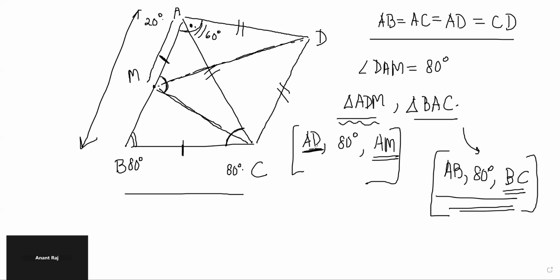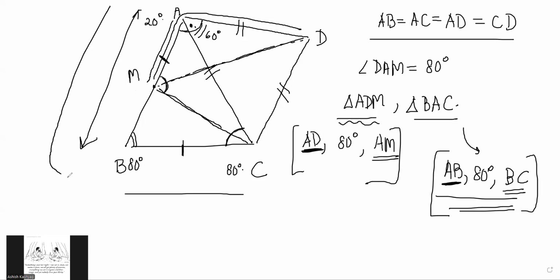Do you understand? Because AD was equal to AB. AD is equal to AB by construction. And you have SAS happening here, SAS, and here also SAS, right? So because of this congruency, now we can get many things. Because now we know that everything else will also be matching, right? So we know that this angle is 80.